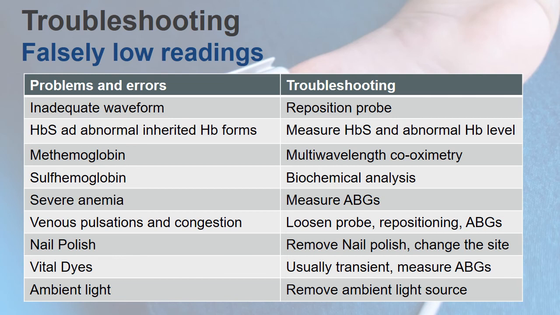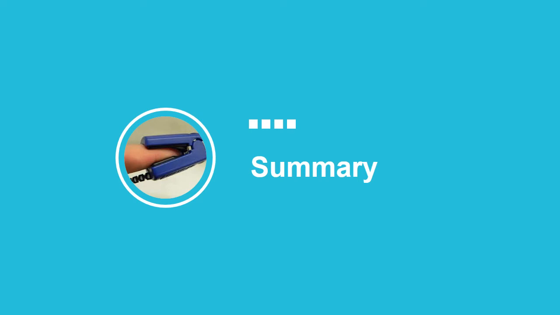If you have nail polish, you should remove the nail polish or change the site. Vital dyes can also do it, but this effect is usually transient, so you should get an ABG and confirm the problem and SaO2. If there is ambient light, just remove it and get the true ABG, get the true SpO2. Now this is only the summary of the whole discussion.